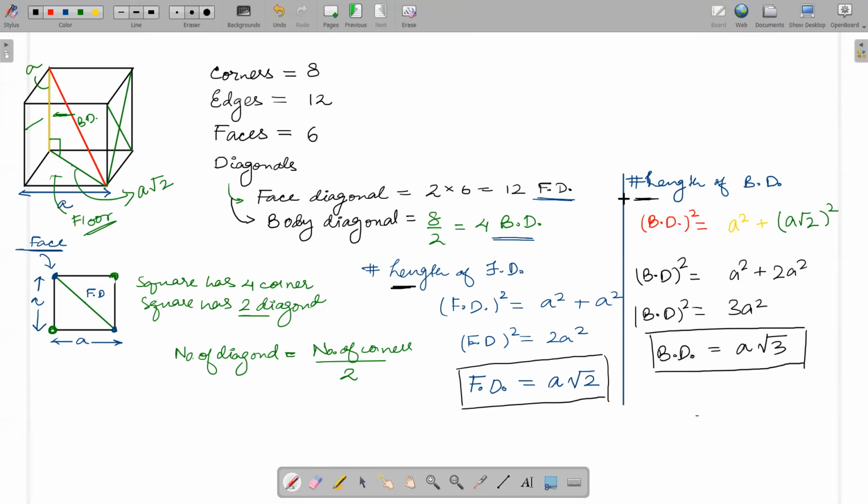Yes, sir. Yes, you found it right. Congratulations. Whoever found A root 3, very good. Take a star, or write very good on your copy. Something like that.